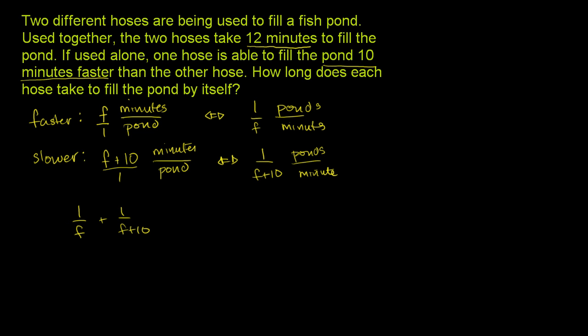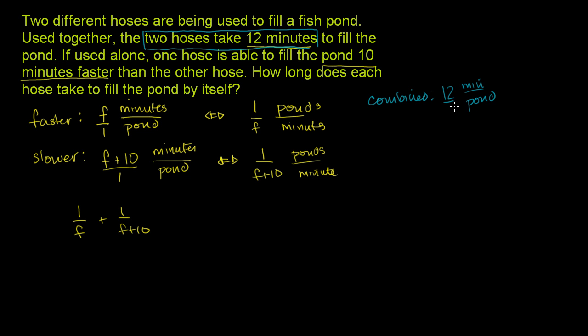Now, we know that information. They say the two hoses take 12 minutes. The two hoses take 12 minutes. So let me write that over here. So combined, they take 12 minutes per pond. 12 minutes per pond. So what is their combined rate in terms of ponds per minute?